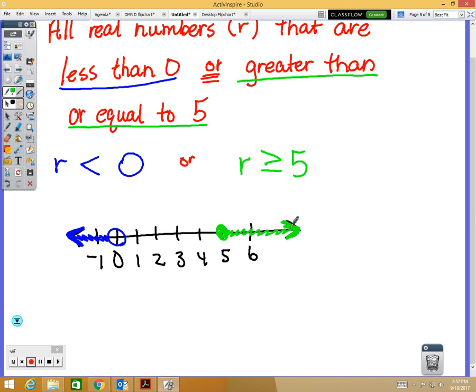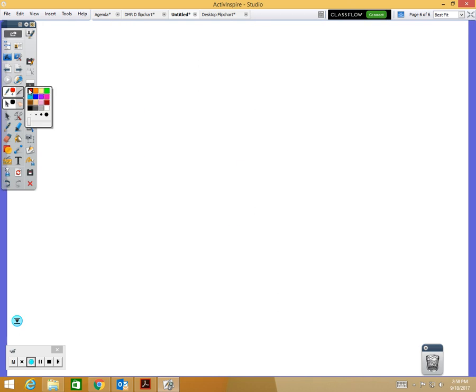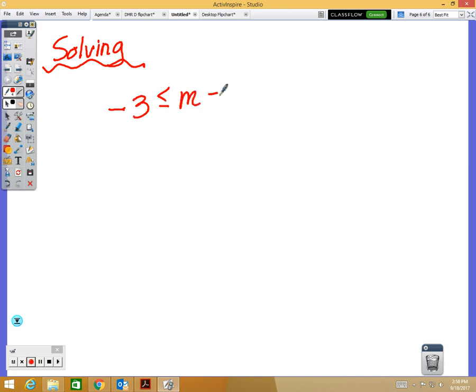Let's do step 2. Or the next part. -3 is less than or equal to m minus 4 is less than or equal to -1. We're going to solve this. Right, so write it down, please.